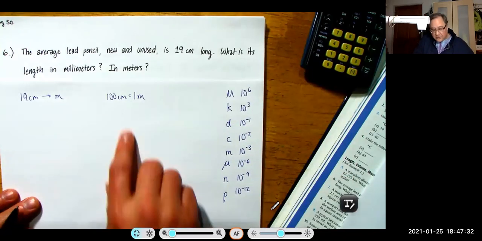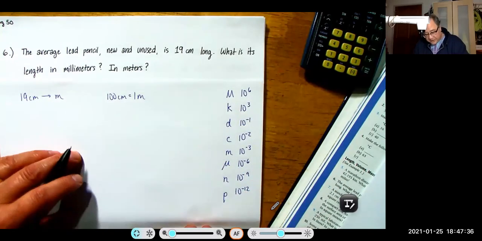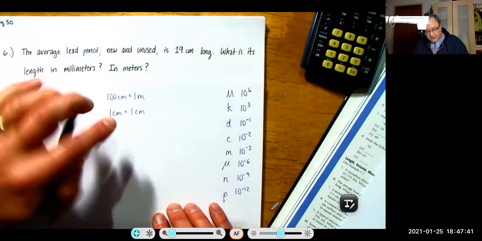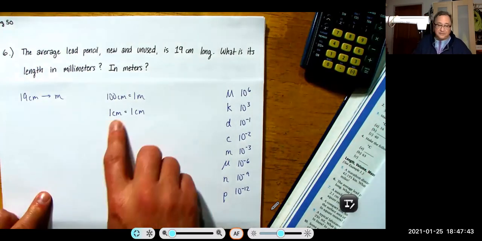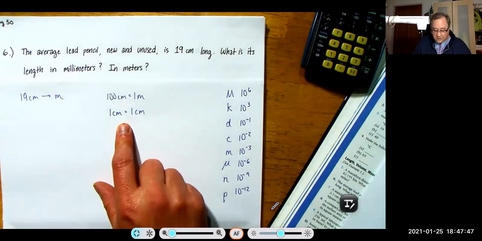So let's say you didn't know this. How could you get there? Using prefixes. And here's how you do it. Start with 1 prefix unit is equal to 1 prefix unit. The reason you start with this is because you know it's a fact. No doubt in your mind that this works.